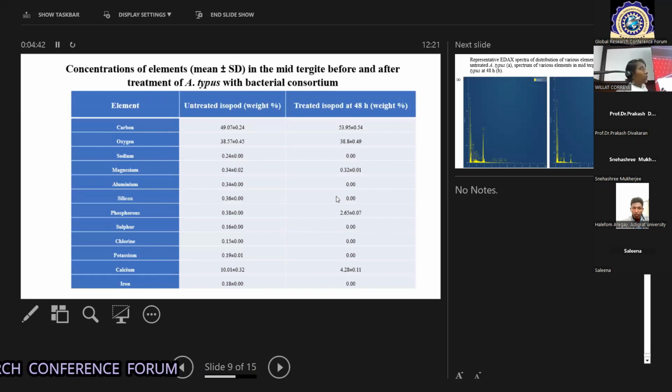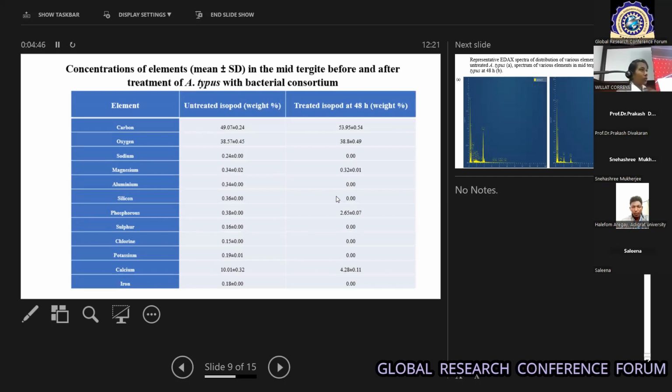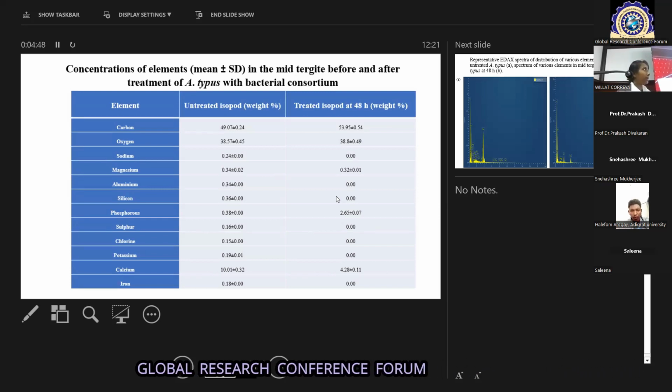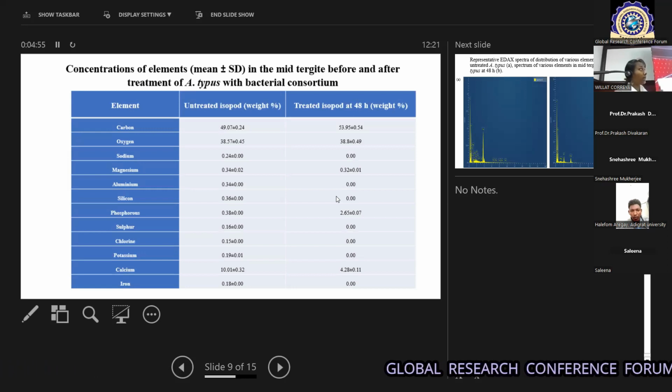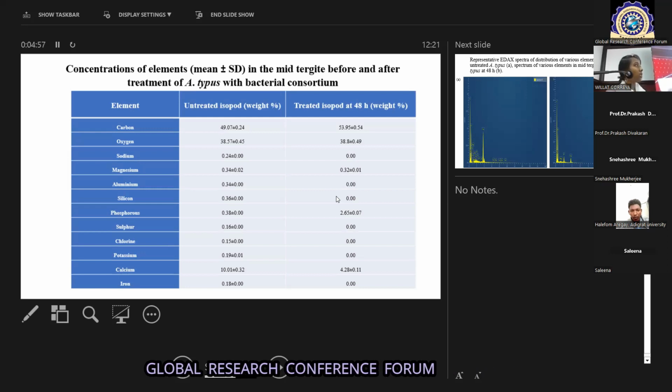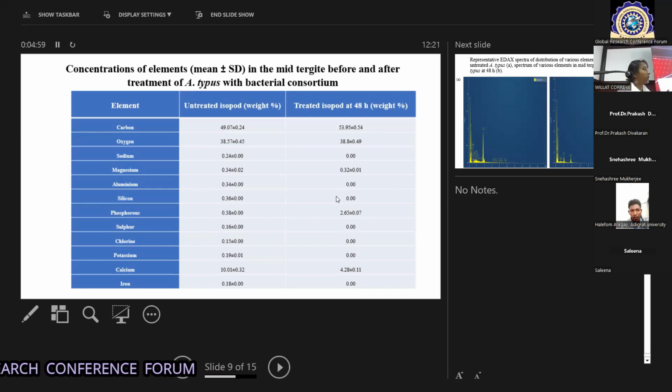Next is the concentration of elements in the mid-turgid before and after treating the parasite with the bacterial consortium. This has been done with SEM-EDAX analysis. In the untreated isopod, there are 9 trace elements, and the major elements present in the exoskeleton of this parasite are carbon, oxygen, and calcium.